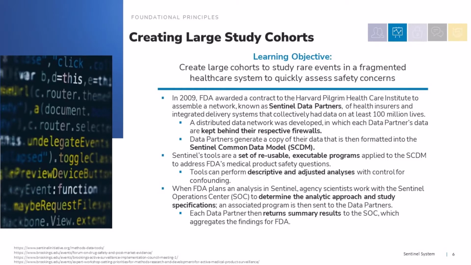The second principle emphasized the importance of creating large cohorts to study rare events in a fragmented healthcare system to quickly assess safety concerns. In 2009, FDA awarded a contract to the Harvard Pilgrim Healthcare Institute to assemble a network, known as Sentinel Data Partners, of health insurers and integrated delivery systems that collectively had data on at least 100 million lives. A distributed data network was developed in which each data partner's data was kept behind their respective firewalls.